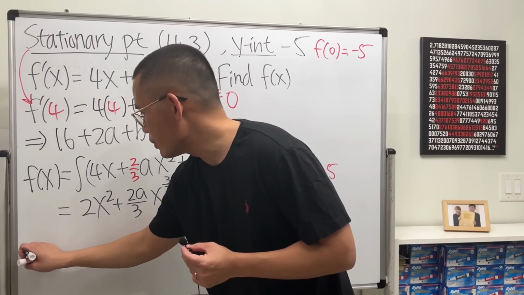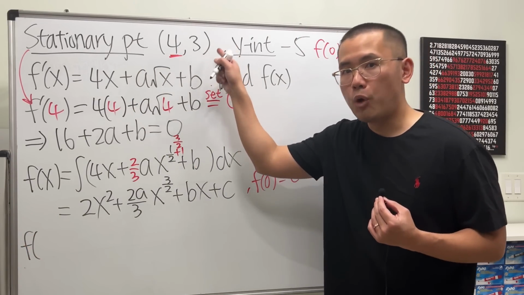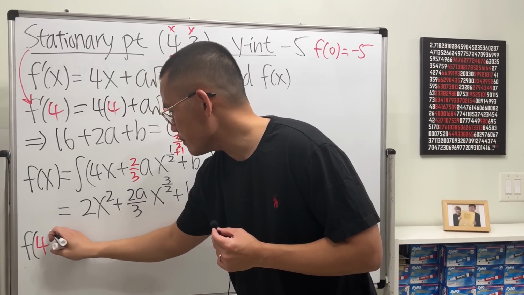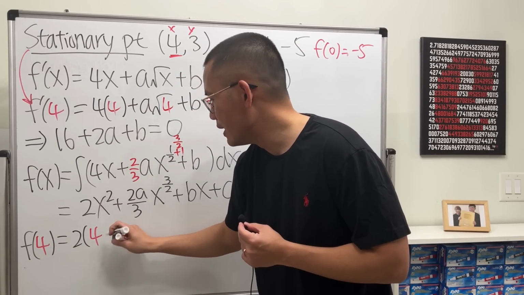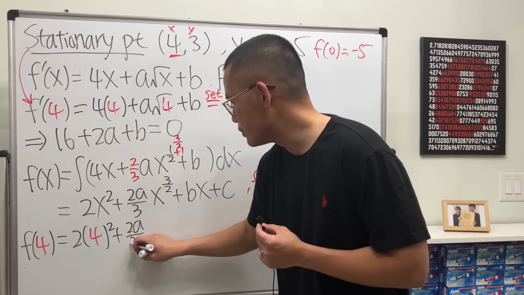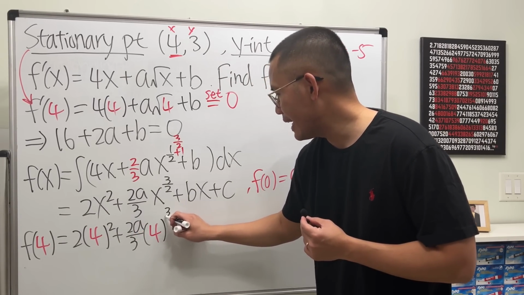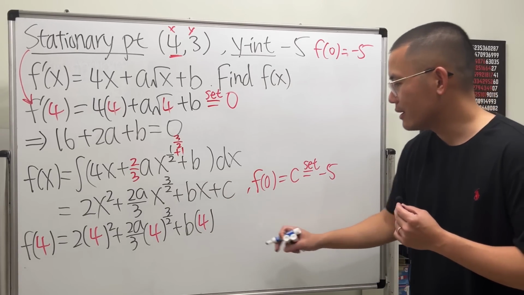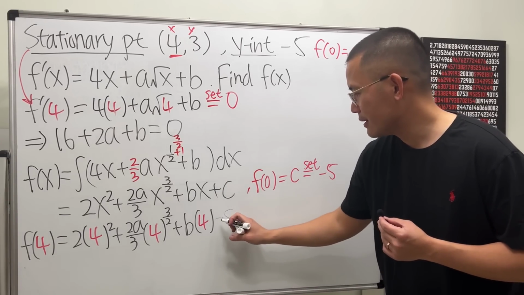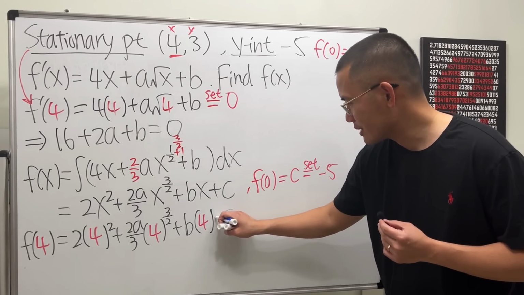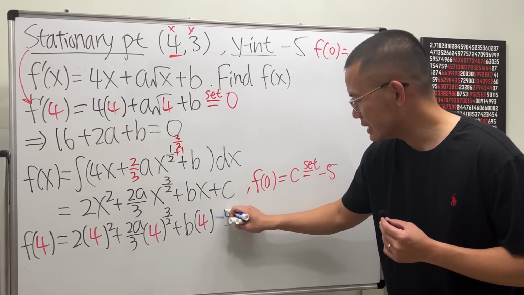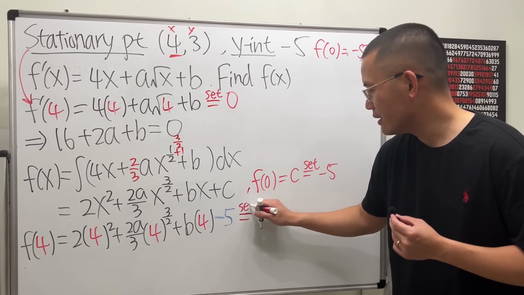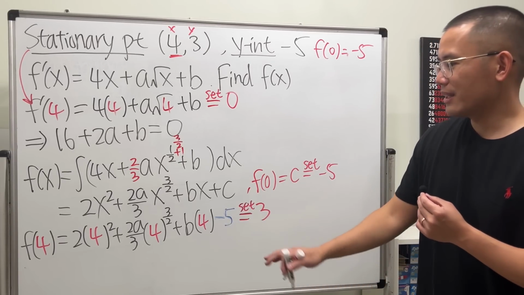So that said, let's use this point now. We have the x value and also the y value. So plugging 4 into the x, this right here is 2 times 4 squared plus 2a over 3 times 4 raised to the 3/2 power plus b times 4. And then the c is right here, which is -5. Okay, -5. Let's see if this marker works. Yes. All right, and then after that, we are going to set this to 3. Okay, now let's just do the math.